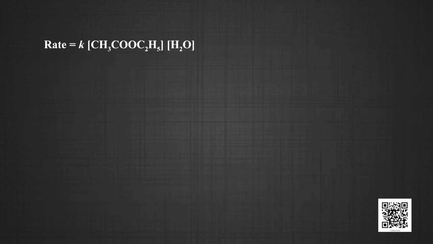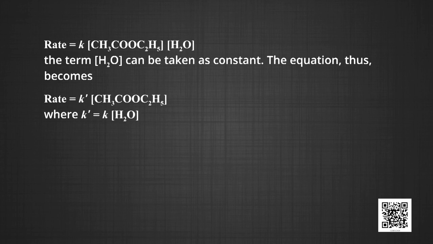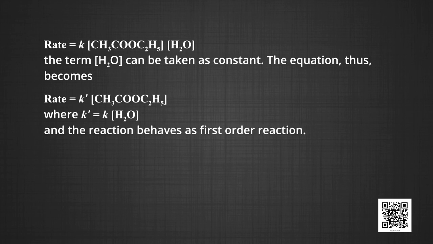So, in the rate equation, rate is equals to k, molar concentration of CH3COOC2H5, and the molar concentration of water. The molar concentration of water can be taken as constant. The equation now becomes rate is equals to k dash, molar concentration of CH3COOC2H5, where k dash is equals to k into molar concentration of water, and the reaction behaves as a first order reaction. Such reactions are called pseudo first order reactions.